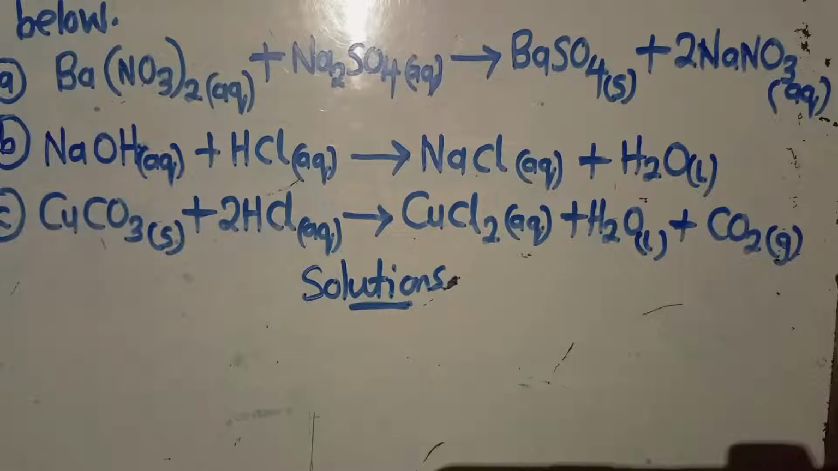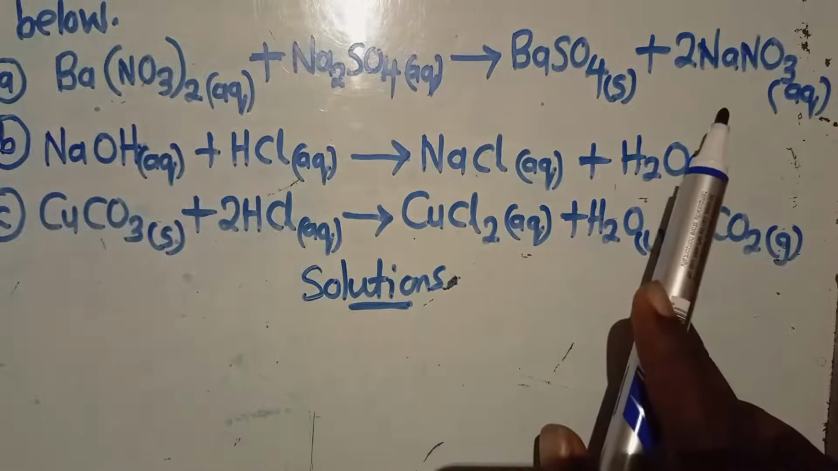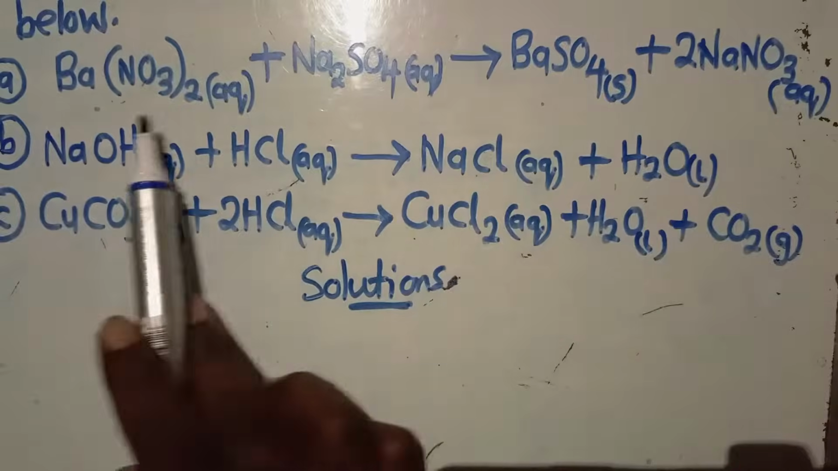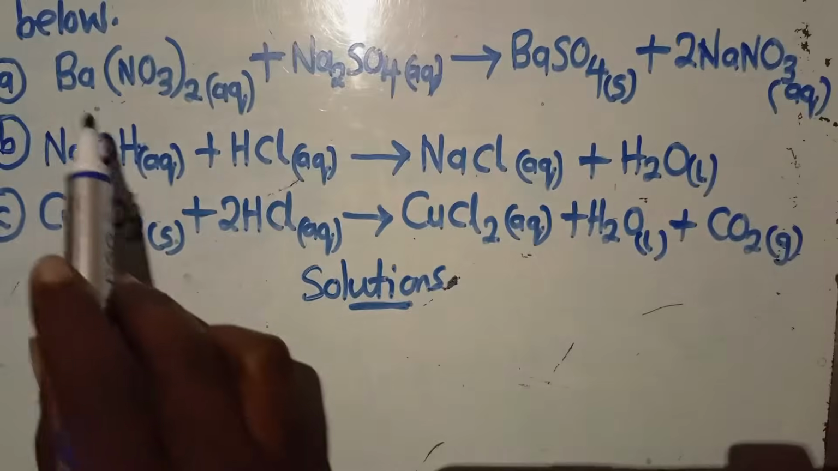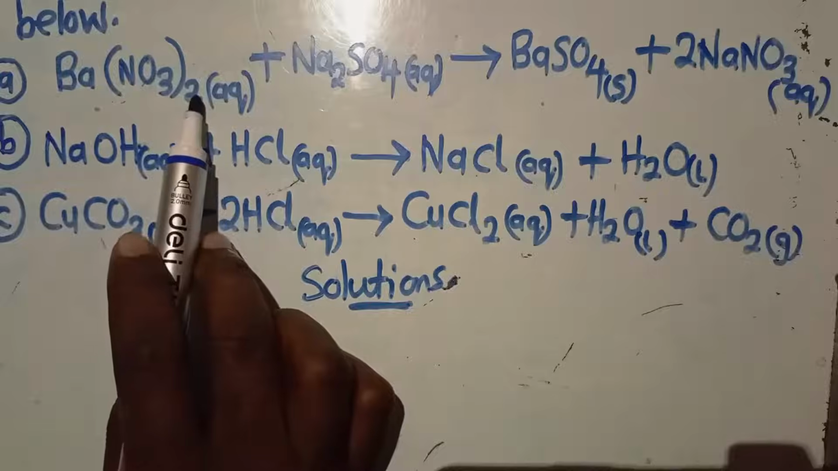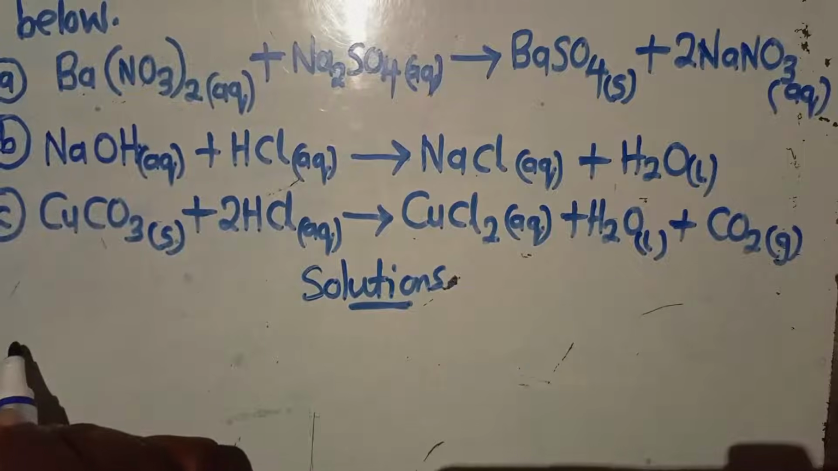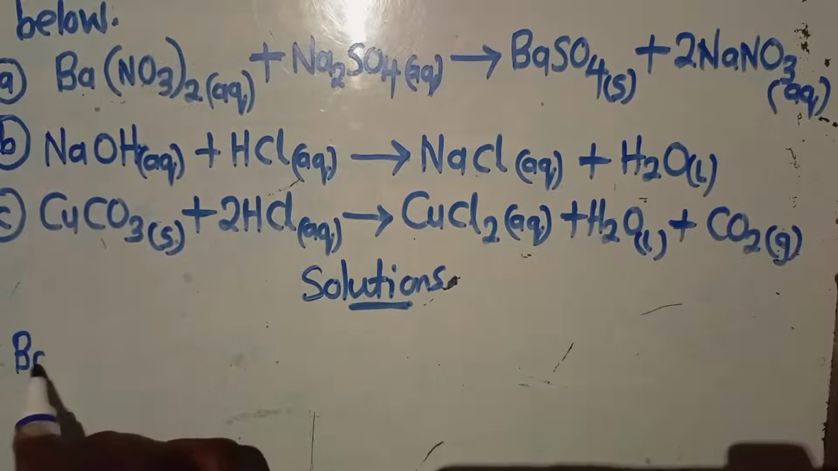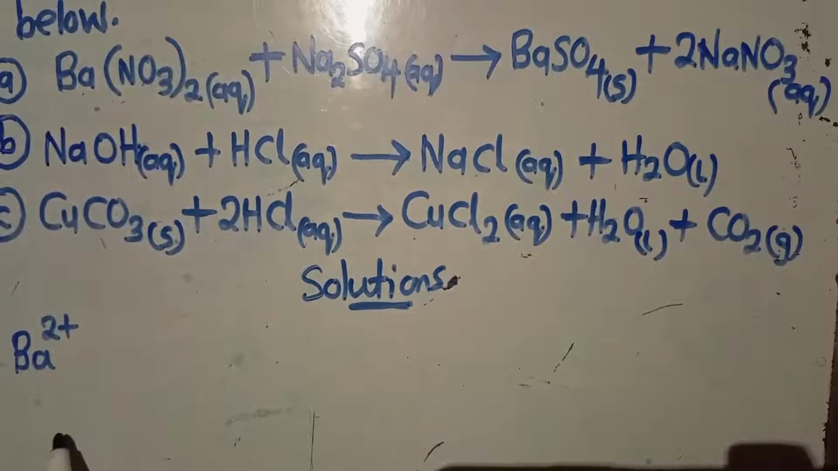So this is what we are going to do. The first one, we've got barium nitrate. These equations are already balanced for us, so it's just a matter of splitting them out and coming up with an ionic equation. The first one, I've seen barium. Have you seen the way this 2 is? I'm going to maintain it. So I say barium, and the valence is 2 plus. That is the valence for barium.